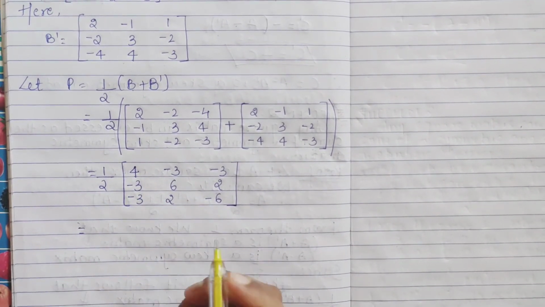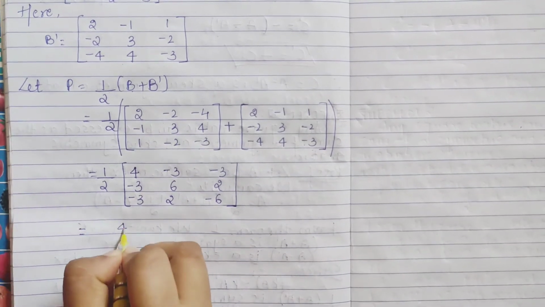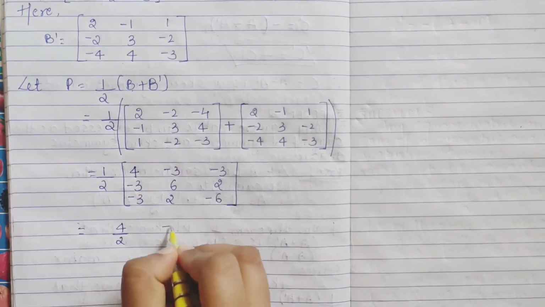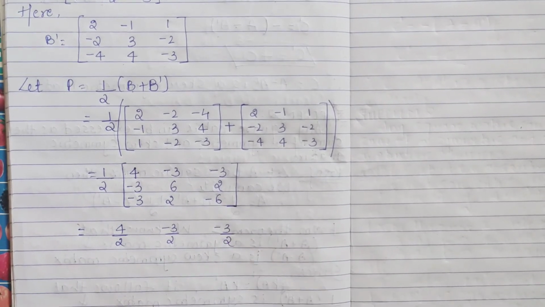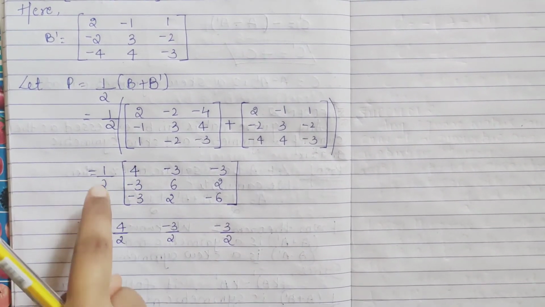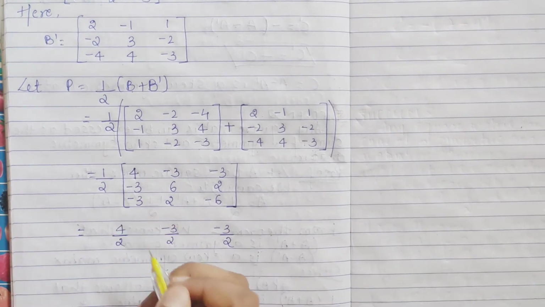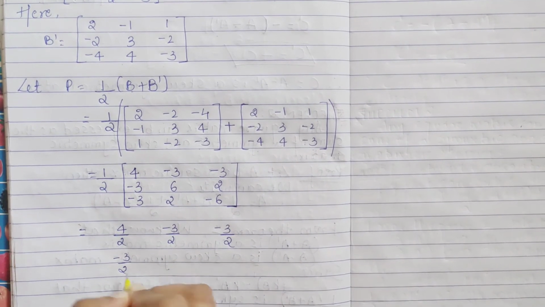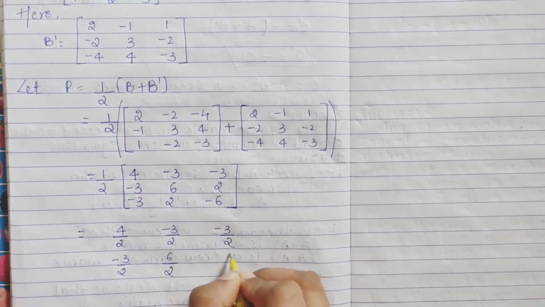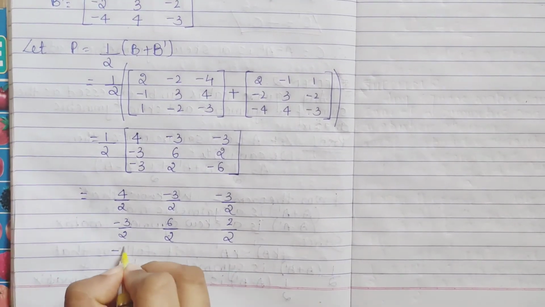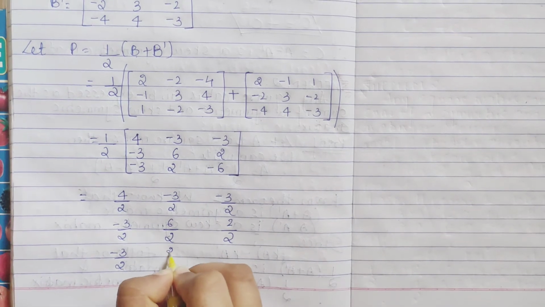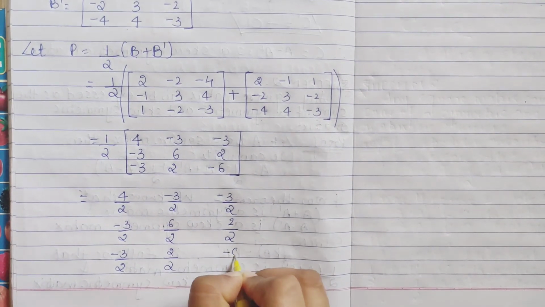Now next, multiply this half to inside for each term. So how will you get? 4 divided by 2, minus 3 divided by 2, minus 3 divided by 2. Like this one, right? 1 into 4 is 4 only. Now 1 into minus 3 is minus 3. Here also minus 3 divided by 2. 6 divided by 2. 2 divided by 2. Similar way, minus 3 divided by 2, 2 divided by 2, minus 6 divided by 2.